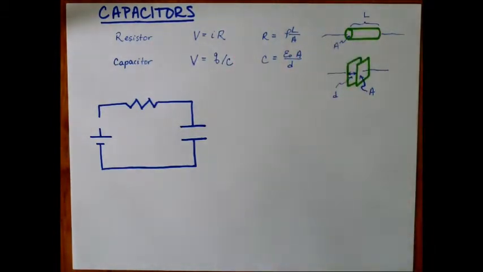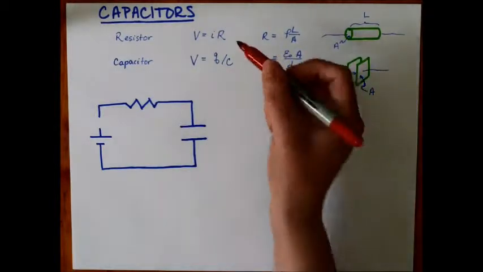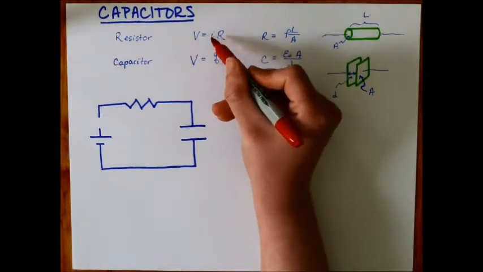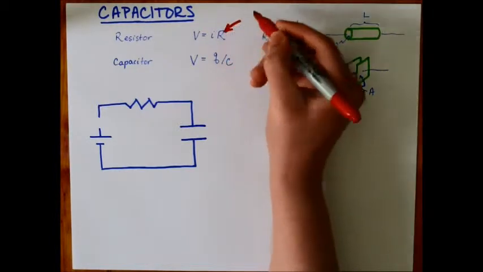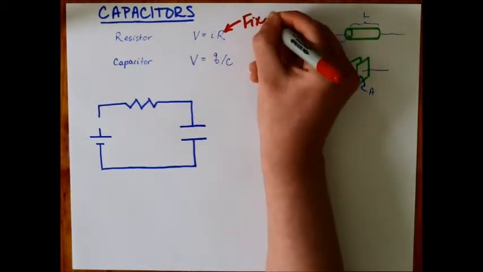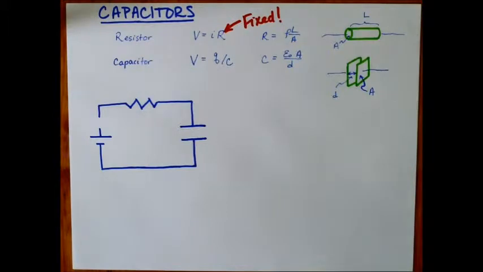So that means that I can't change the resistance of the resistor by changing V or I. R is fixed. So if I want a new resistance, I need to get a new resistor or change my resistor in some way.